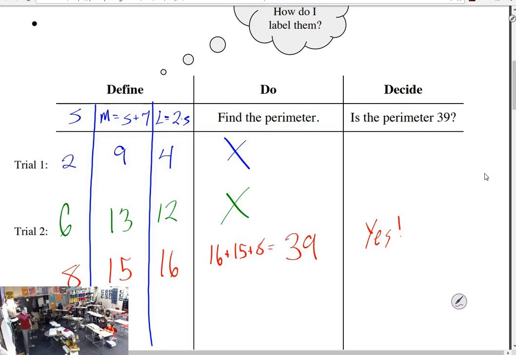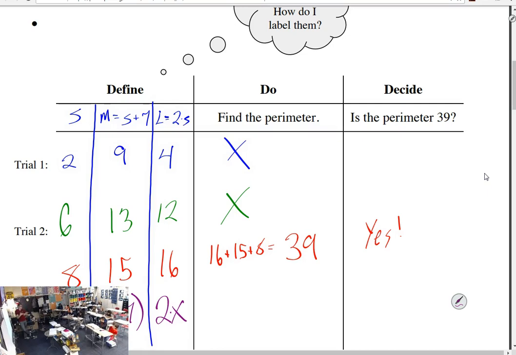Ooh, instead of doing 2 or 6. Now, I could use S, but I don't like using S. Actually, my S's look like 5s, so I try to avoid that. So here, what if we make our short side X? Then what's my medium side? X plus 7. And my long side? 2x.